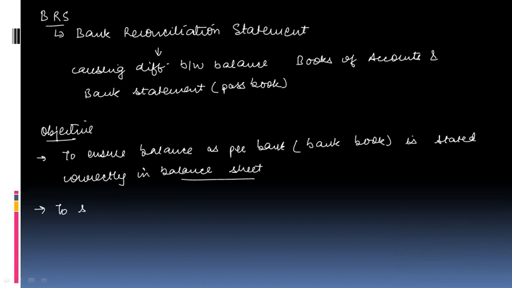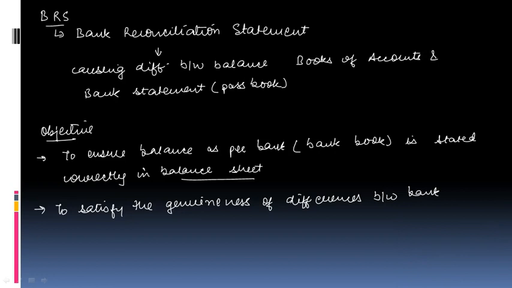Right? To satisfy the genuineness of differences between bank book and passbook balance. If there is a difference, it is evidenced by BRS. That is one of the conclusive evidences that yes, the difference is absolutely correct, as we are getting the same difference in our BRS as well.